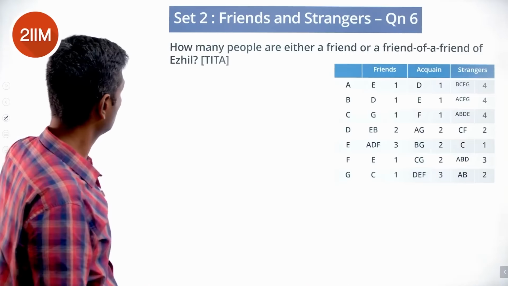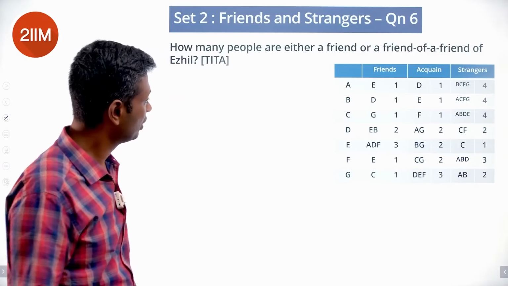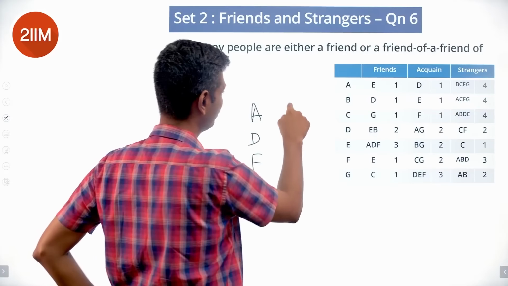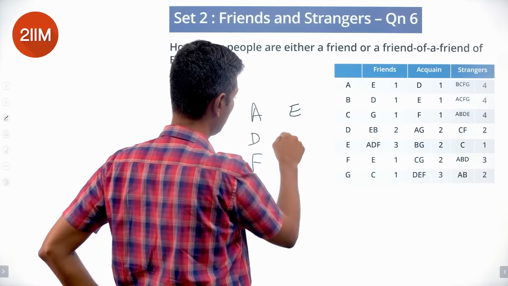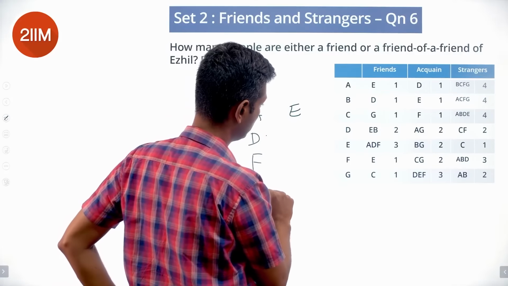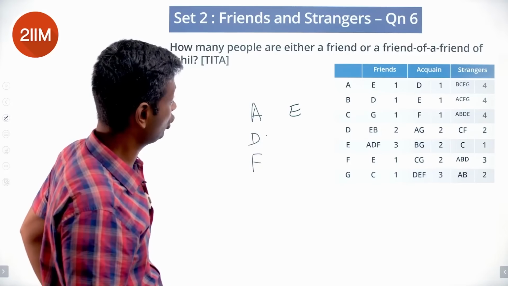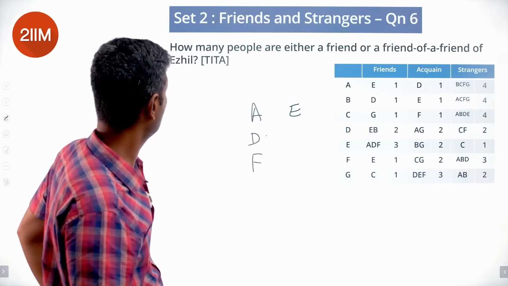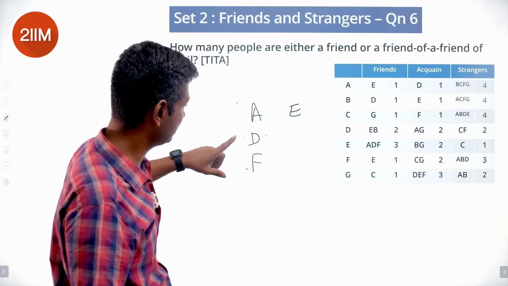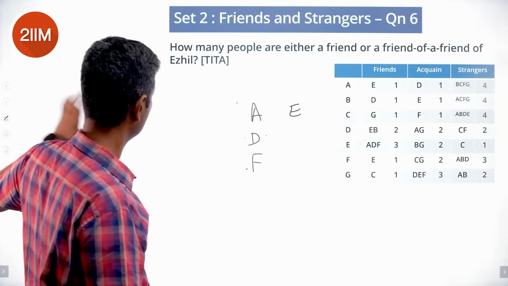Again, simple. How many people are either a friend or a friend of Ezhil? Ezhil has 3 friends, A, D, F. That's in the bag. A's friend is E. B's friend is D. And F's friend is E again. So friend or friend of a friend. Give me a second.